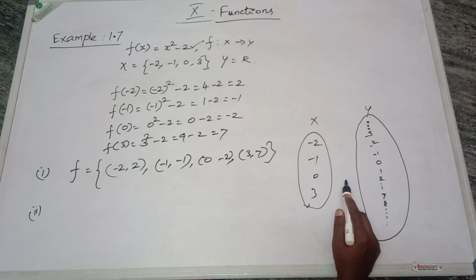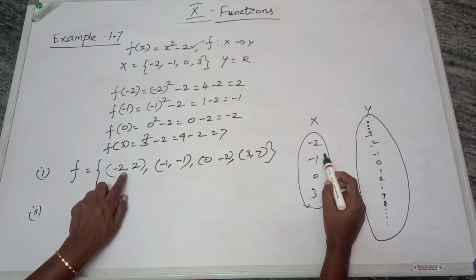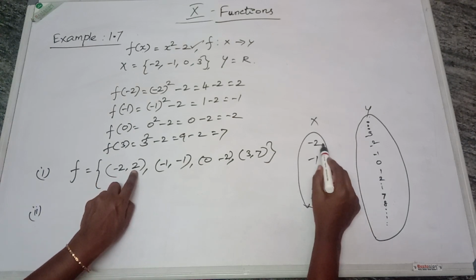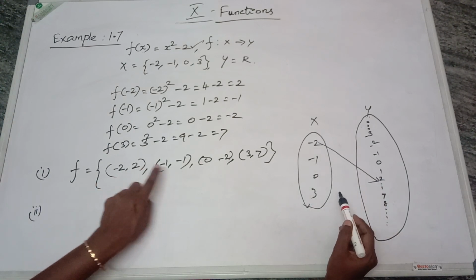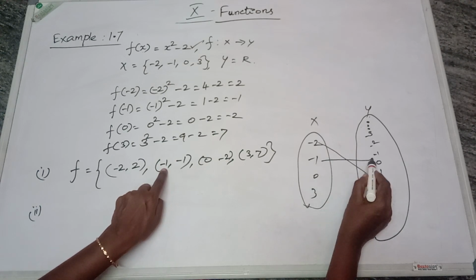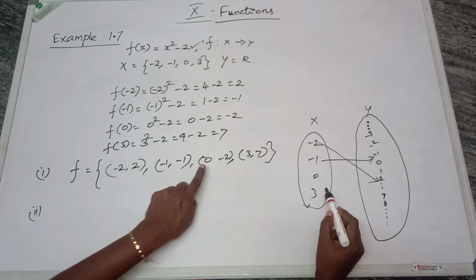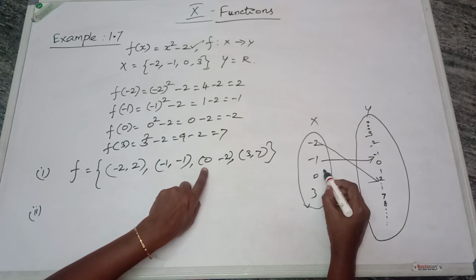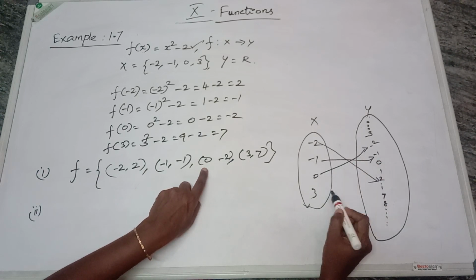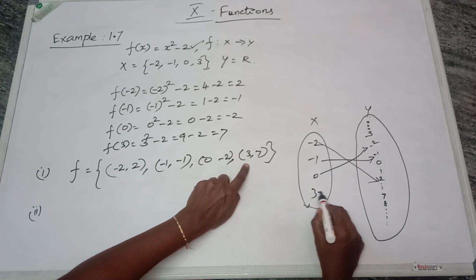Okay, so now here what is that relation? Minus 2 is related to 2. So minus 2 is related to 2. And minus 1 is related to minus 1 here. And 0 is related to minus 2. And then 3 is related to 7.